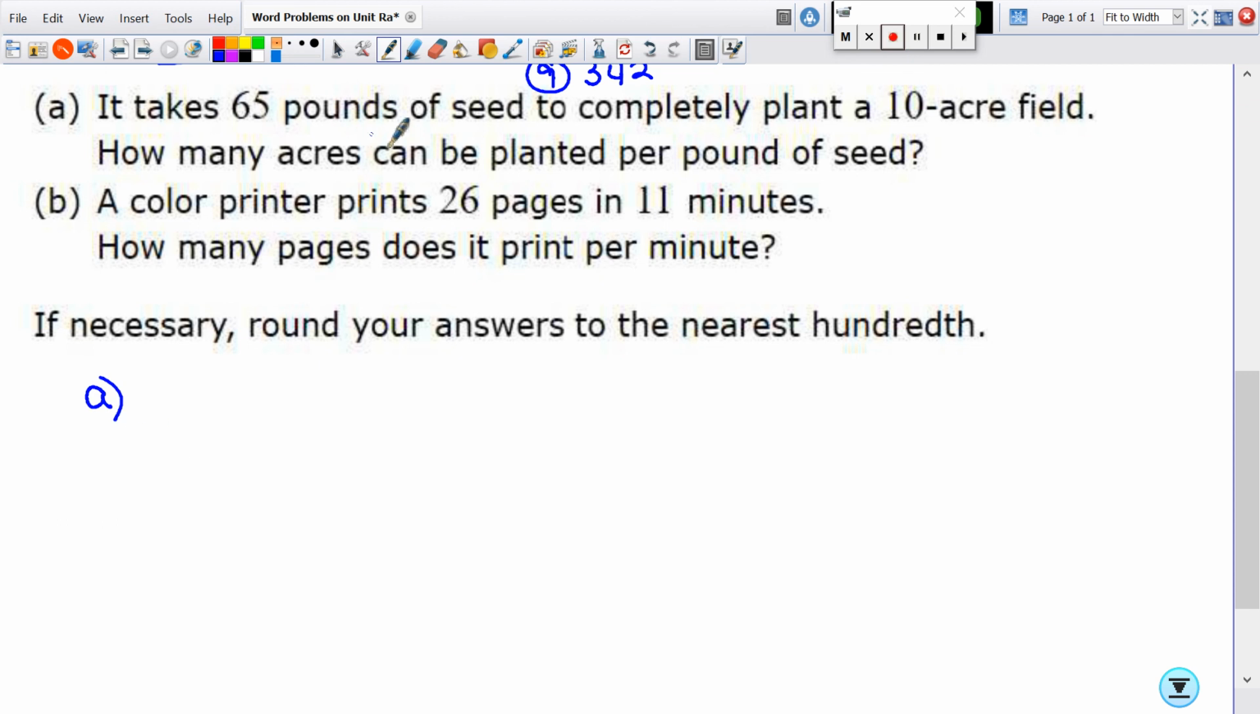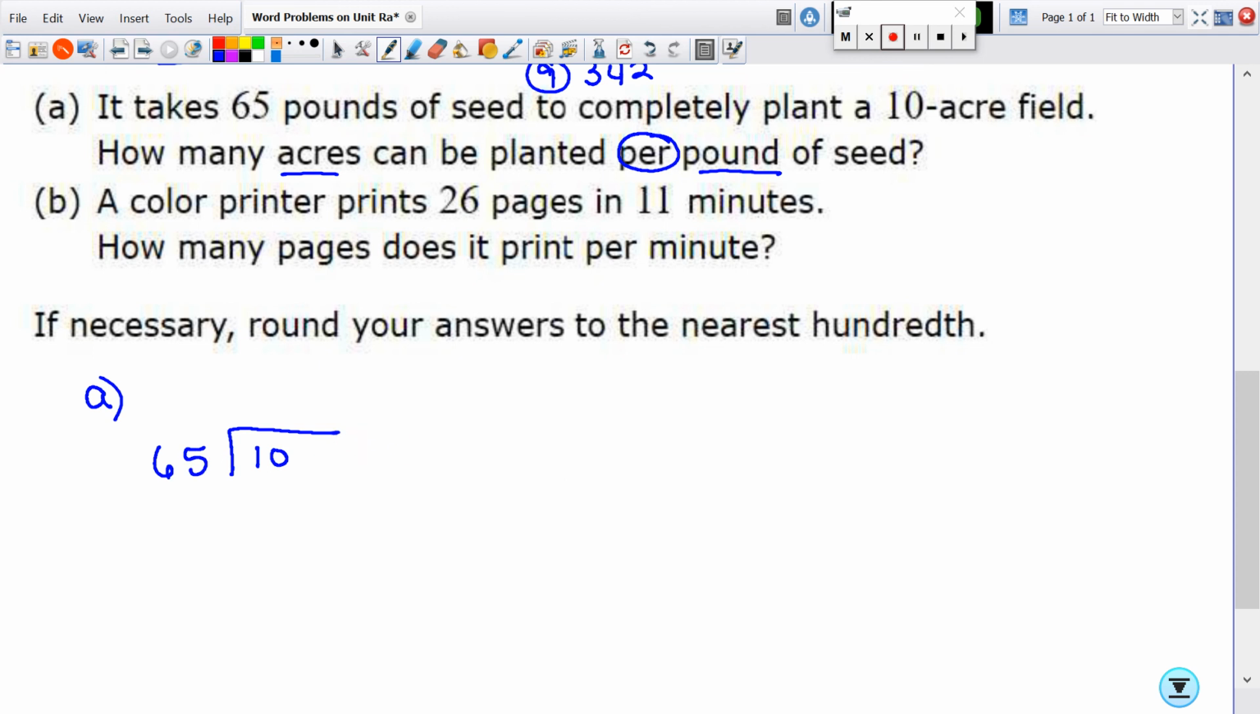Okay, it takes 65 pounds of seed to completely plant a 10-acre field. How many acres, okay, we got "per" here. How many acres can be planted per pound of seed? So whatever comes first goes inside. So acres, 10 acres. Whatever comes next, pounds, goes outside, 65.